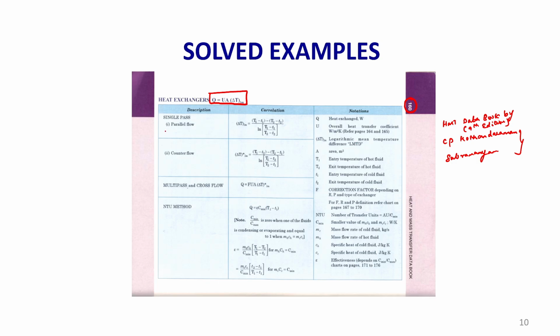Here you see, this is the parallel flow formula. For counter flow, this is the formula. I have used the same representation: capital T for the hot fluid, small t for the cold fluid, and these are the explanations given. This is capital T1, this is capital T2, this is small t1, this is small t2. F is the correction factor. If you are using the correction factor, then the equation is this one. And on the same page, the NTU formula is also given. This is the formula for NTU.